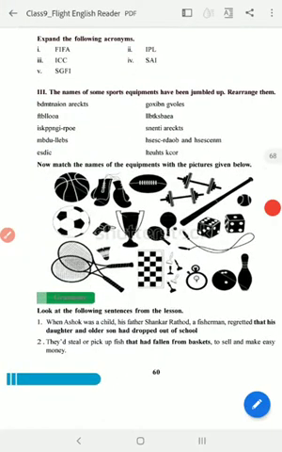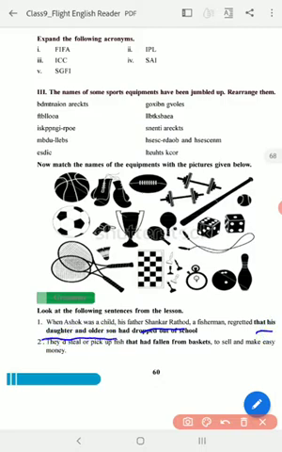You see here two examples are given. The first one: when Ashok was a child, his father Shankar Rathod, a fisherman, regretted that his daughter and older son had dropped out of school. So you see here, that his daughter and older son had dropped out of school. Now this particular sentence is in bold letters. Right. Now we will move on to the second sentence.